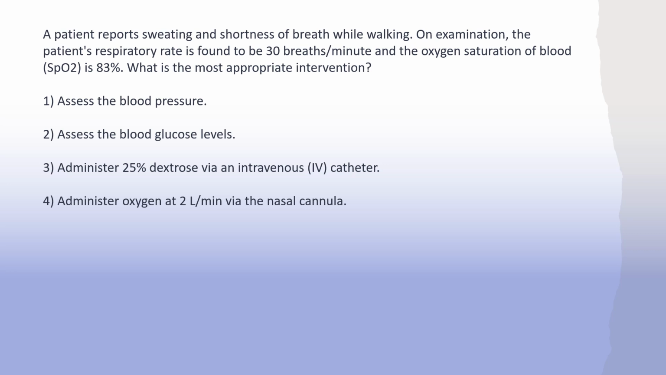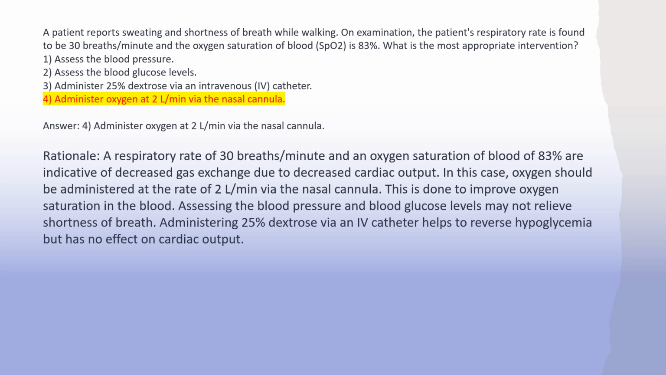A patient reports sweating and shortness of breath while walking. On examination, the patient's respiratory rate is found to be 30 breaths per minute and the oxygen saturation of blood (SpO2) is 83%. What is the most appropriate intervention? 1. Assess the blood pressure. 2. Assess the blood glucose levels. 3. Administer 25% dextrose via an intravenous IV catheter. 4. Administer oxygen at 2 L per minute via the nasal cannula.